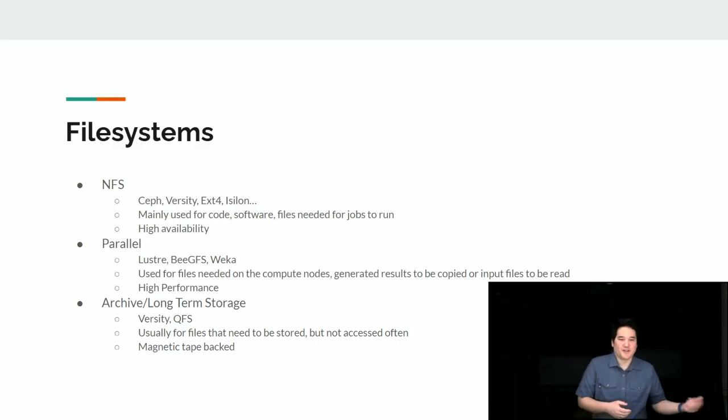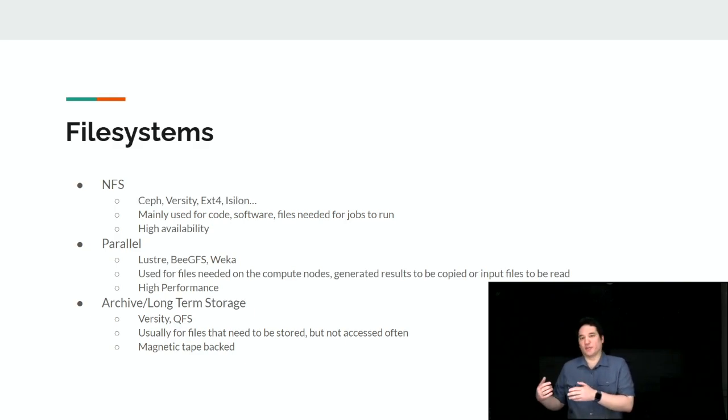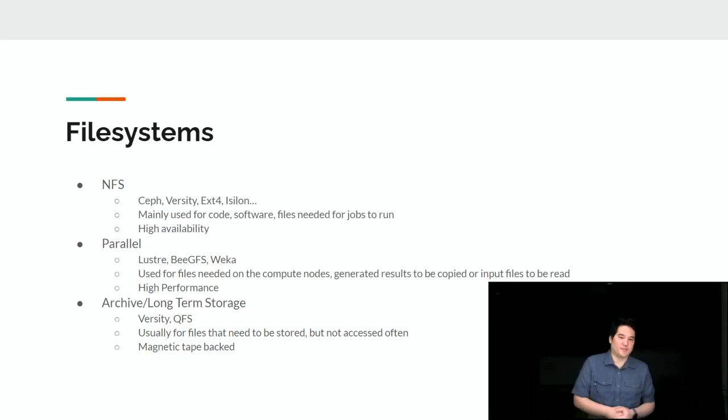And then finally, there's the archive long-term storage, Versity, QFS. These are usually for results that need to be stored for a while, or if you're going through many large data sets and your programs take a long time to run, you can put some into an archive to sit there and wait until you're ready to use them. And usually it's a magnetic tape-backed file system.